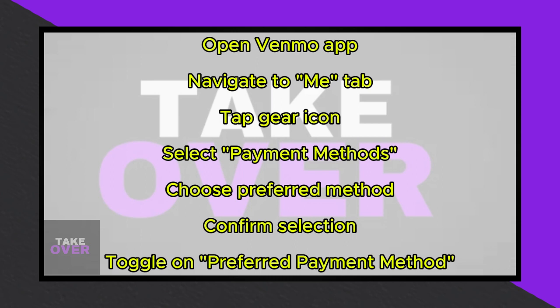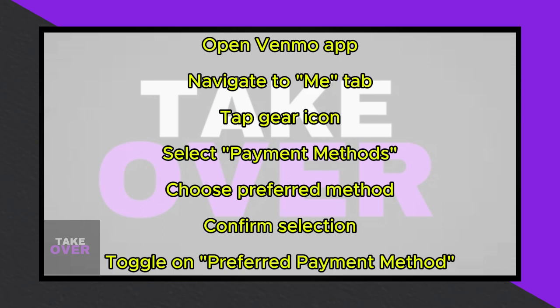Next, navigate to the Me tab located at the bottom of the screen. Within this tab, you'll find a gear icon positioned in the top right corner. Tap on this gear icon to access the settings menu. Once in the settings menu, locate and tap on the option labeled Payment Methods.